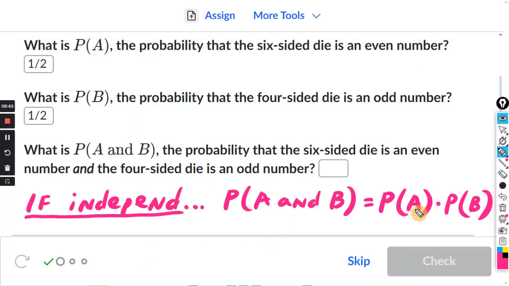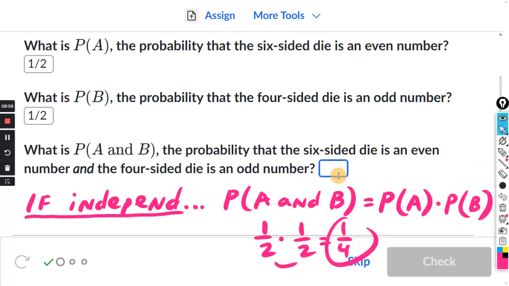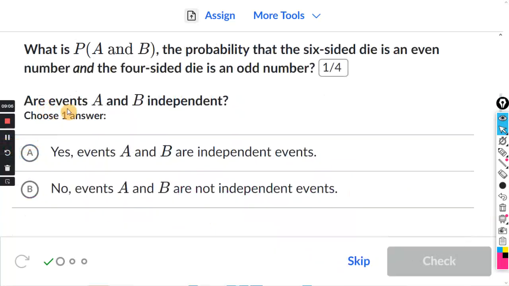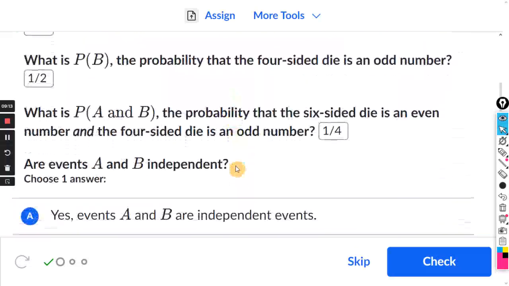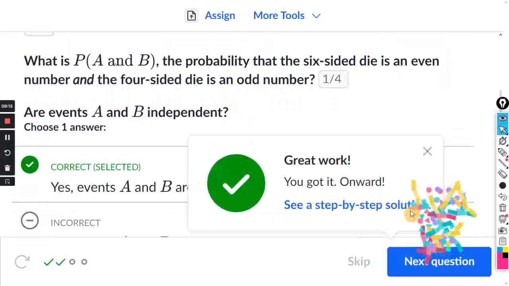All right, so for A and B, probability of A we said was 1/2. Probability of B we said was 1/2. And of course, 1/2 times 1/2 is 1/4. So that goes in the box, 1/4. Finally, they ask, are they independent? Yes, we established that already. Because it's two separate events. One has nothing to do with the other.